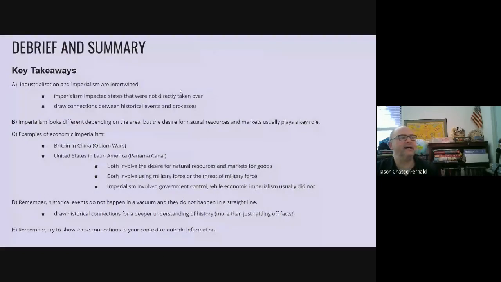Key takeaways: industrialization and imperialism are intertwined. Imperialism impacts states; they're not directly taken over. It draws connections between historical events and the processes themselves. Make sure you're able to do that. Imperialism looks different depending upon the area; natural resources and markets usually play key roles in it. And then economic imperialism: the Opium Wars. Also think of the United States involvement in Latin America in multiple cases. The United Fruit Company would be a good example of that. Hawaii is another good example of economic imperialism.